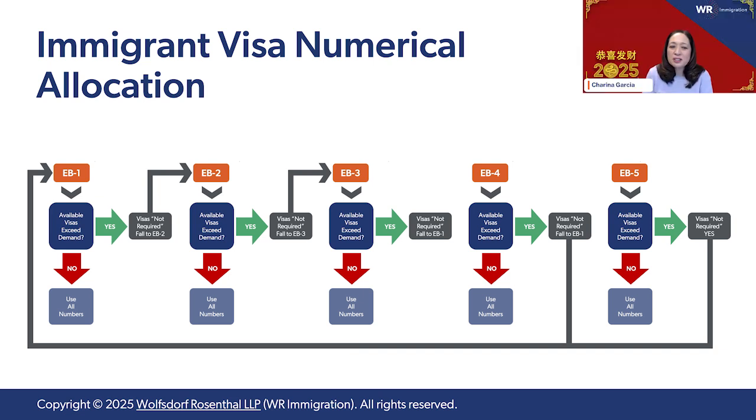When do they make these determinations of whether they can move the numbers up to EB1?